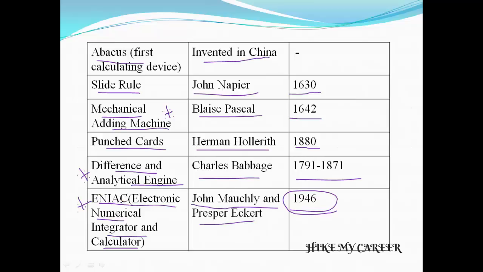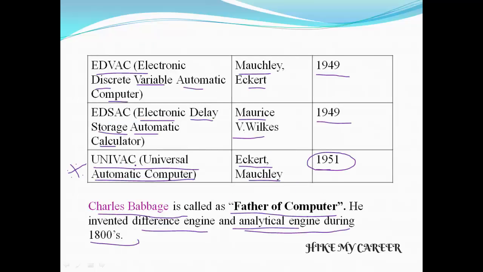These ENIAC and UNIVAC abbreviations are very important. UNIVAC means Universal Automatic Computer.